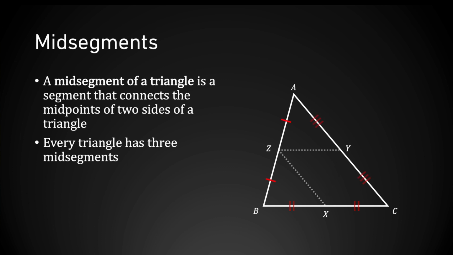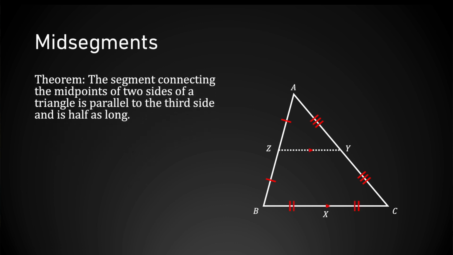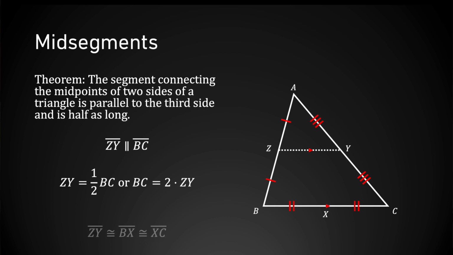XZ, or ZY. Our midsegment theorem says that the segment connecting the midpoints of two sides of a triangle is parallel to the third side and is half as long. So in this diagram, ZY is parallel to BC, and you could either say ZY equals 1/2 of BC or BC equals 2 times ZY. Additionally, since X is the midpoint of BC, BX and XC are also 1/2 the length of BC, which implies that the segments ZY, BX, and XC are all congruent.